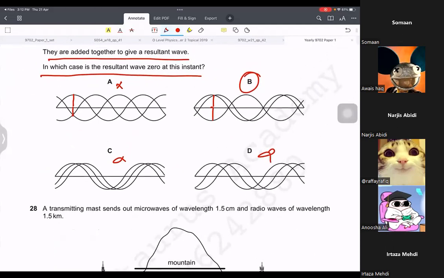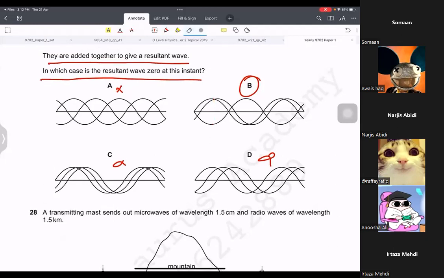Okay. The mark scheme says A. Why? Why does it say A? Oh, I get it now. That is good. Okay, I'm wrong. Sorry. I'll tell you why.